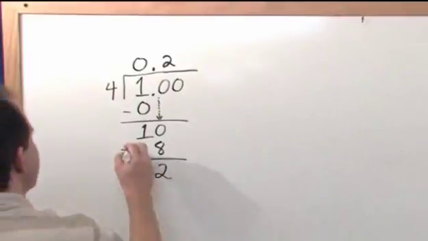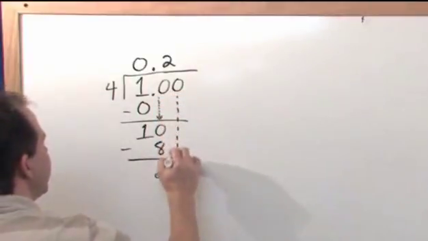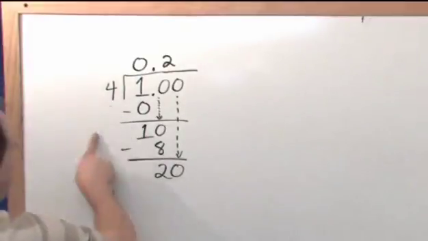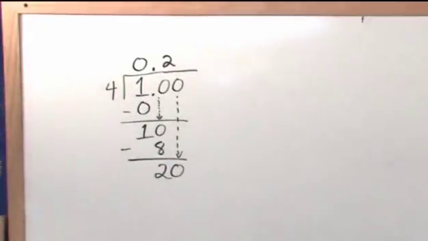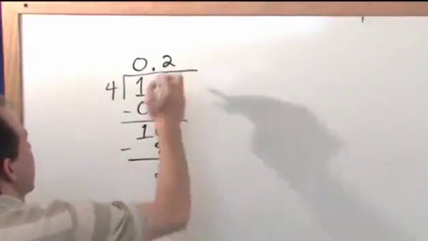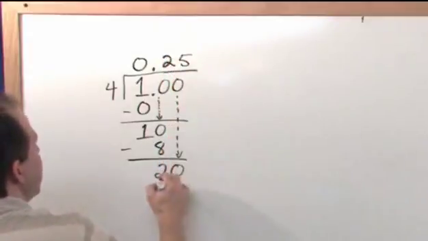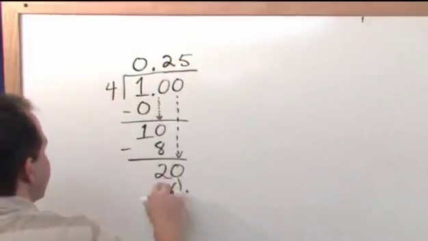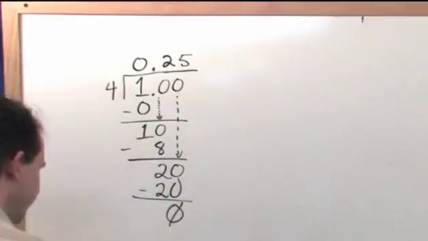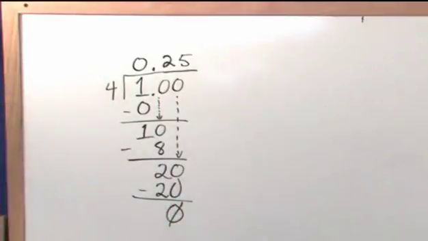So we do this subtraction, and then we drop down our next digit here, which is a 0. Now we say, how many times can 4 go into 20? 4 times what gives us 20? Well, from your multiplication tables, 4 times 5 is 20. So we do the multiplication, 4 times 5 is 20, and we subtract. 20 minus 20 gives us a 0, so we're done. We stop at this point.